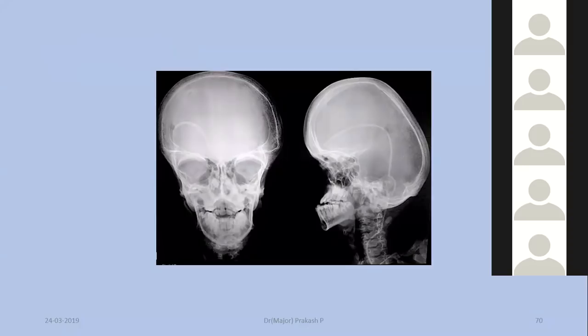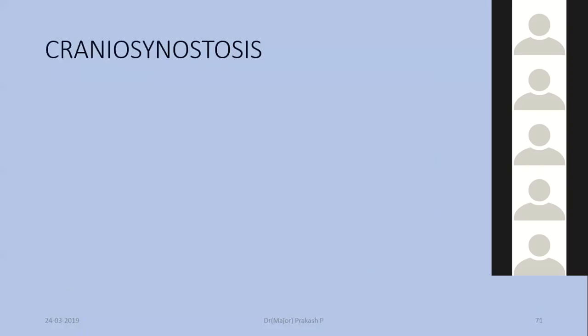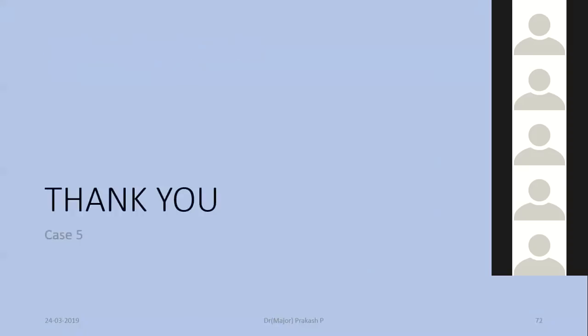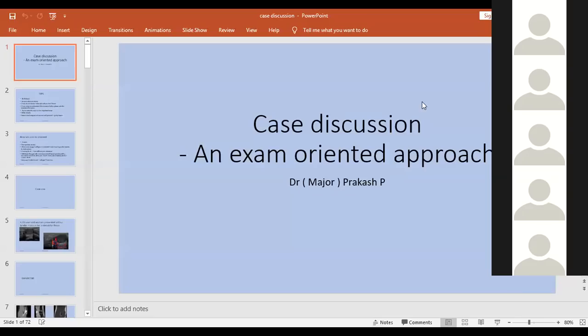Okay, a few of you are trying to get it correct, but the condition is craniosynostosis. Okay, with the VP shunt, excellent. Okay, so with this, I have tried to complete the cases for today. Any doubts or anything?